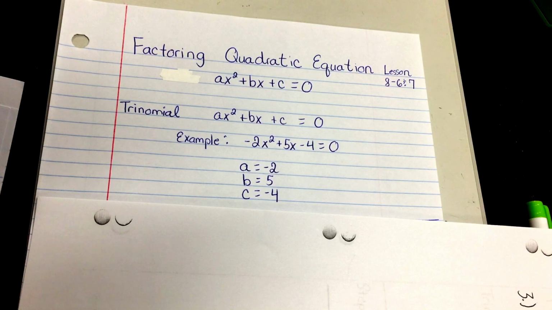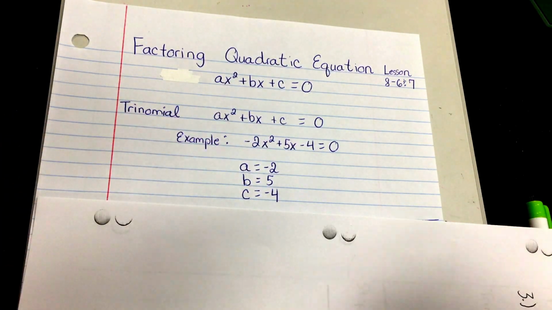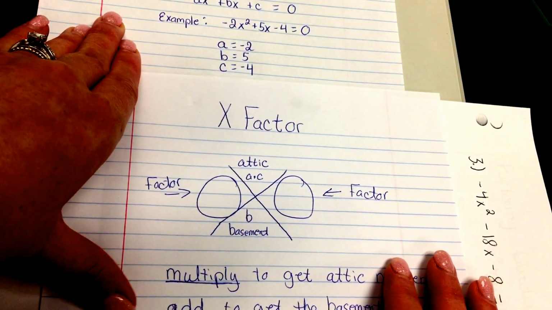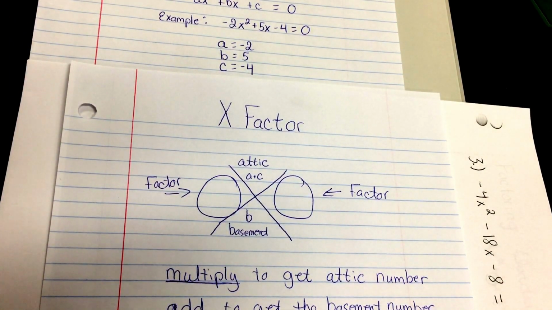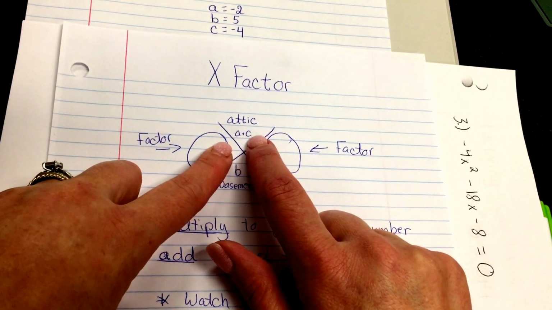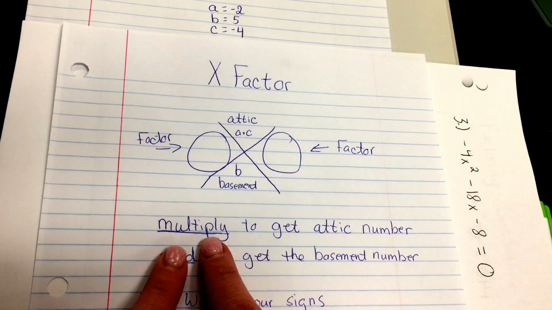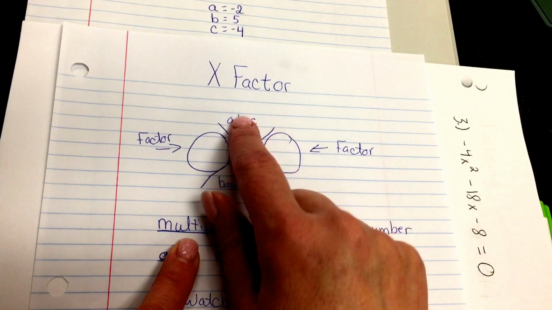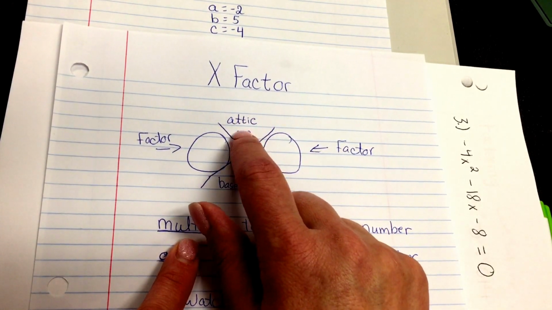Now when we go to factor something like this, after you label the a, b, and c, that's when the X factor will come in. Now here's where I was coming to when I said that I need to have an attic and a basement. If you'll see here, the attic is a times c. So you have to multiply a times c to get your attic number. Your attic's on top, AC, AC, a times c.